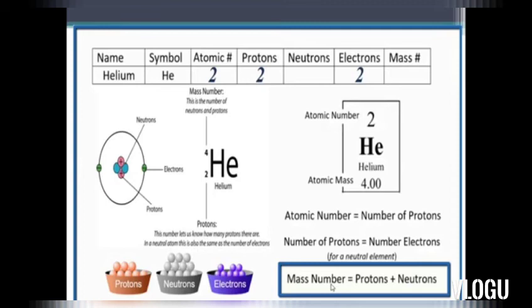Okay, so when we say atomic number, it is the number of protons. Protons that has a positive charge. And number of protons is equal also to the number of electrons. So, for a neutral element, mass number is equal to protons plus neutrons. Para po makuha natin ang mass number, i-add lang po natin yung number ng protons sa neutrons. Ayan, nakikita po natin yan.